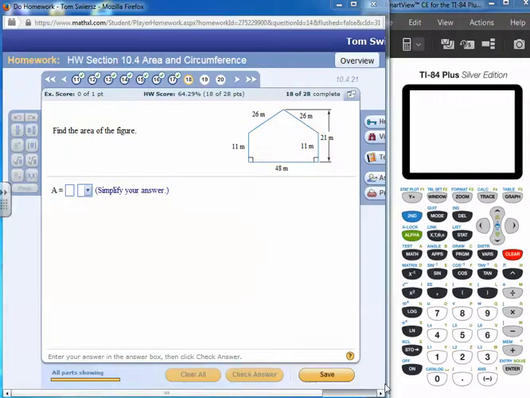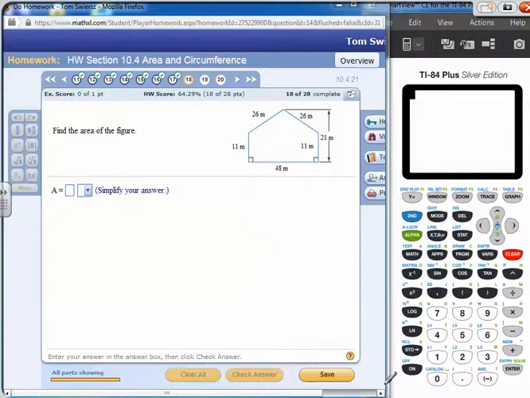Let's solve homework exercise number 18 from section 10.4. We need to find the area of this figure. All right, now, there's not a formula for a pentagon, a five-sided figure. So what we're going to do is divide this and cut it there. So the bottom part is a rectangle, and the top part becomes a triangle. And then we'll find those two areas, and we'll add them together.